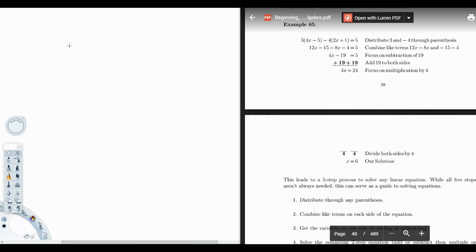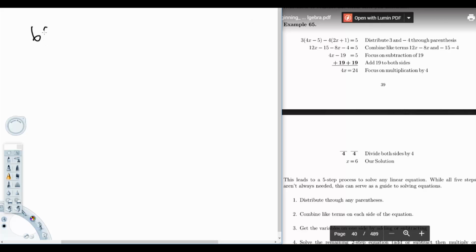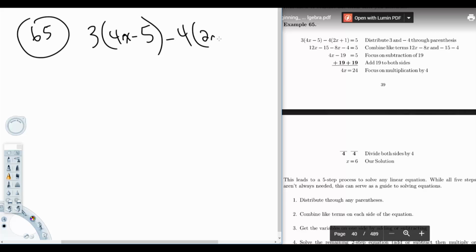Okay, problem 65. 3 times (4x minus 5) minus 4 times (2x plus 1) equals 5. Wow, that is a killer. I just want to erase this because it's really bugging me. All right.